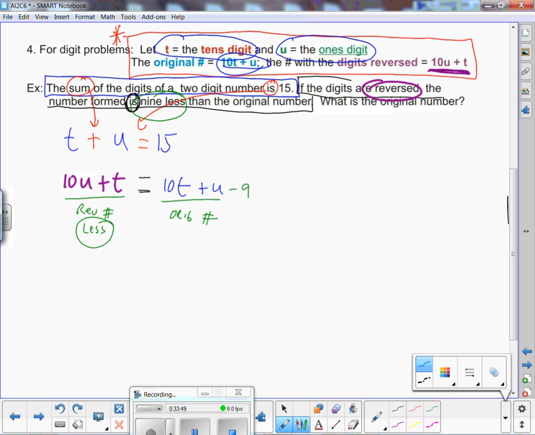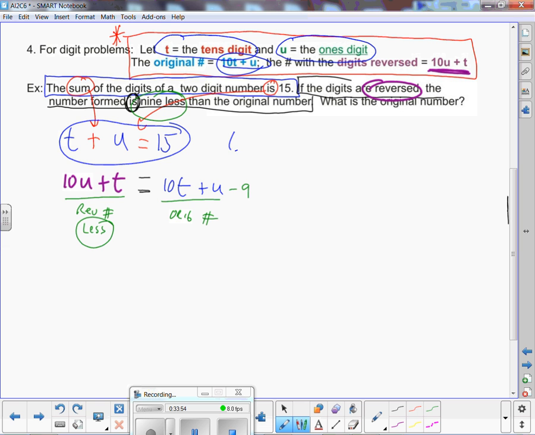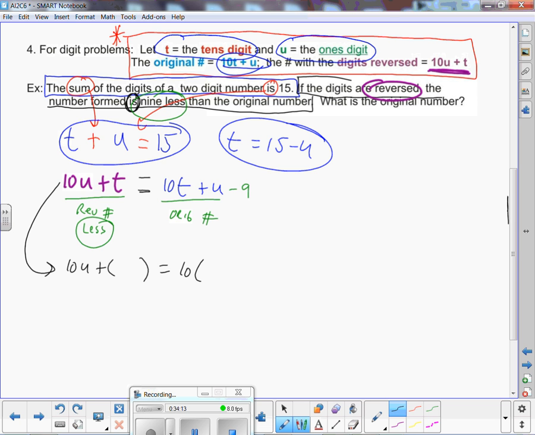Time's a wasting here. I got to get rolling. I'm going to use substitution again. Let's solve this for t. So let's move the u onto the other side. All right, that's that equation. Let's sub in t, 15 minus u, for everywhere we see t in this second equation. 10u plus, got to put in t, equals 10 times, got to put in t, plus u minus 9. All right, sub in 15 minus u. Again, pause the video if you need to, if I'm going too fast for you.